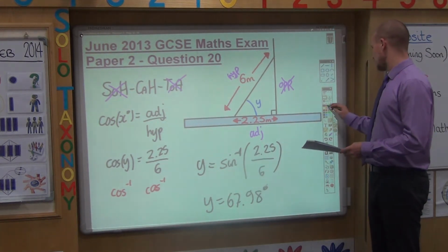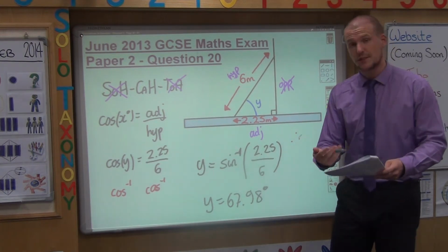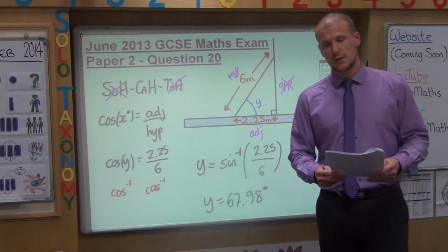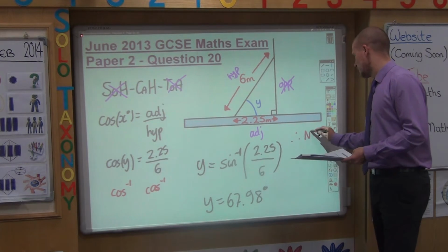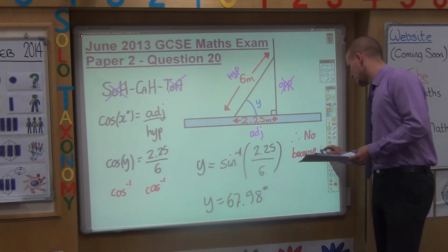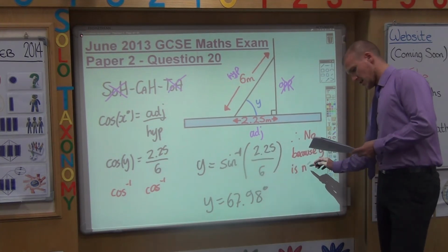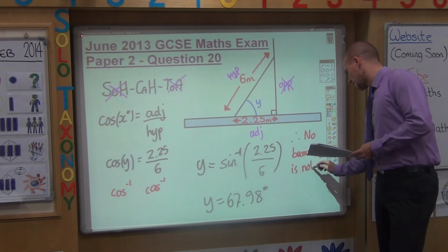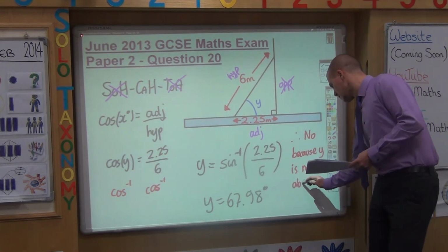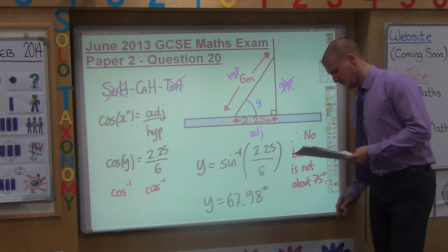So based on that, you've then got to state the answer and the reason. Is the ladder safe to use? I'm going to say no. I'm going to say no because y, in terms of the angle we got, is not about 75. 3 marks.